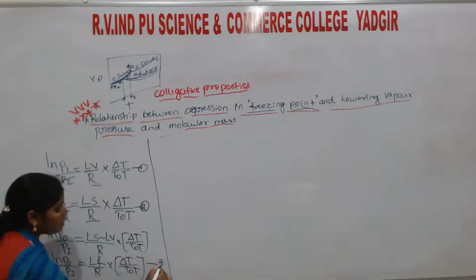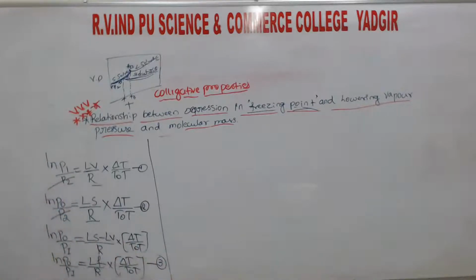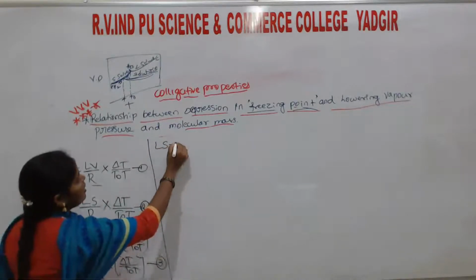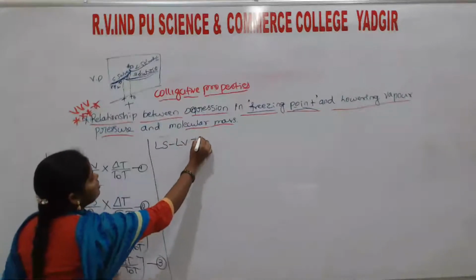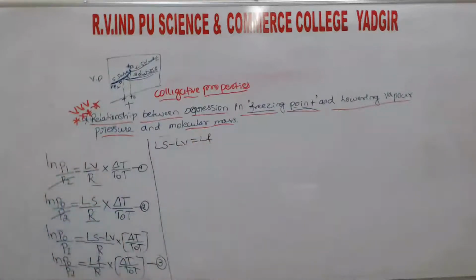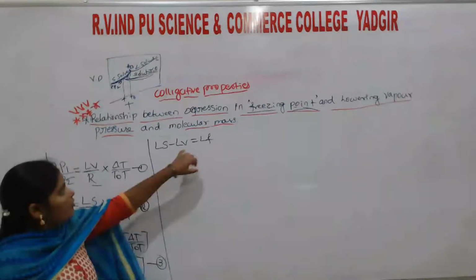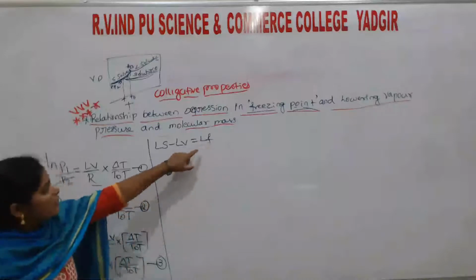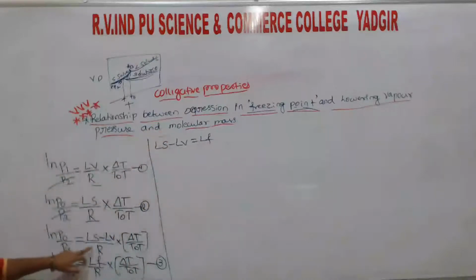This is equation number 3. In equation number 3, Ls minus Lb is equal to Lf. I have taken Lf in place of Ls minus Lb, because this Lf is the molar heat of fusion of the solvent.